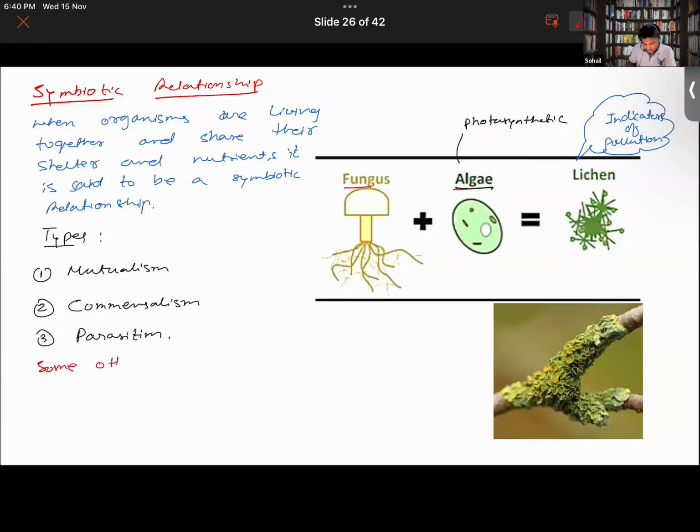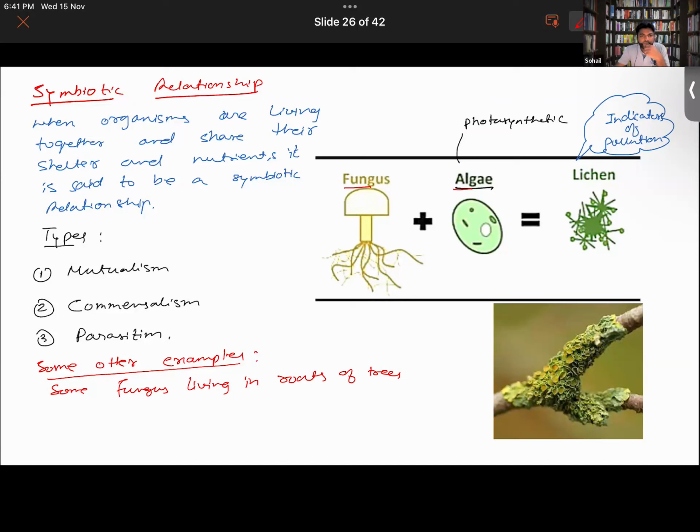Some lichen, I mean, plant, symbiotic relationship. Sir, in our reader, only one example is there, and we only learn one example. Okay, you can remember some other examples also, like certain fungi that live in the roots of trees. They derive nutrition from the trees. So what do the trees do? They provide nutrients to the fungus, and the tree is also benefited by the fungus.